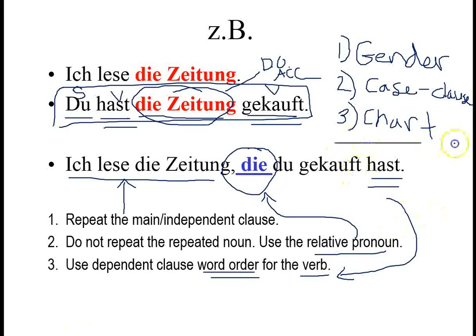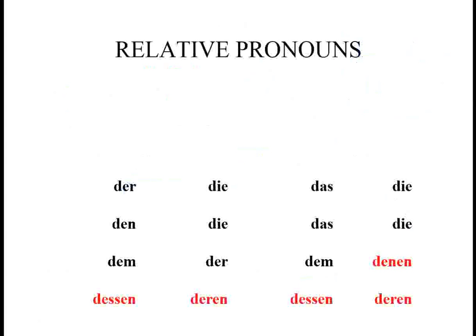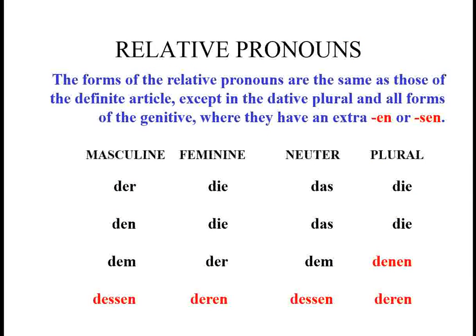Oh, and don't forget this. So here's the chart. Masculine, feminine, neuter, plural, nominative, accusative, dative, and genitive. You're going to notice that this is very similar to the definite articles. Der, die, das, die, den, die, das, die, dem, der, dem. Whoa, what up? This is crazy different. Dem, der, dem, den now has an E and N-E.